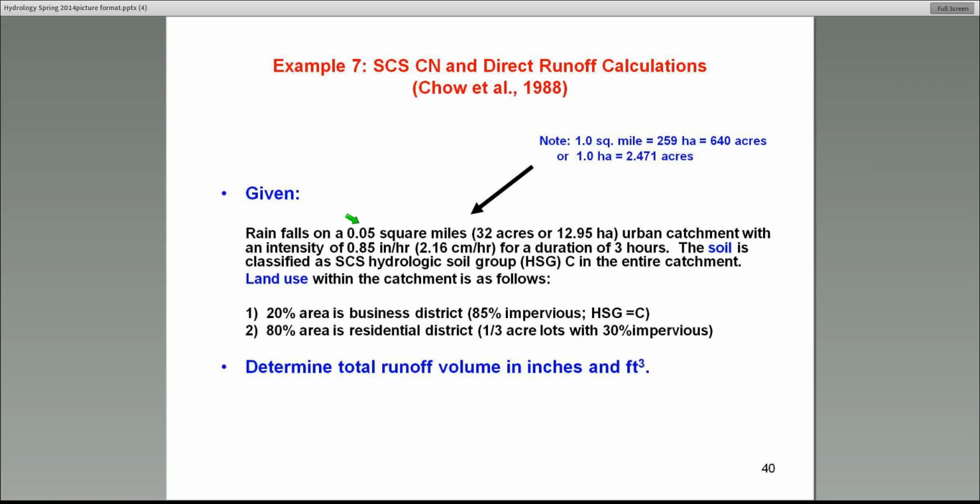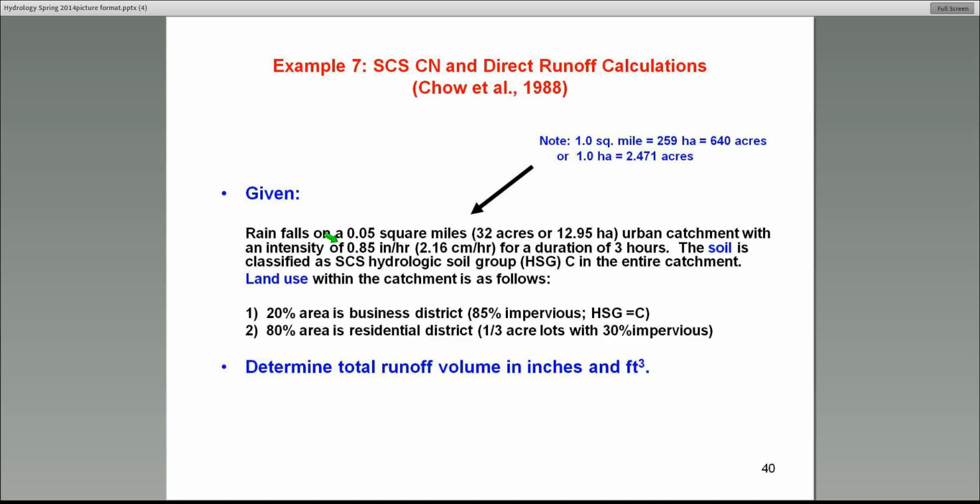Rain falls on a 5.05 square miles watershed. Immediately you must recognize that that area, particularly if you use the rational method, should be in acres. So I also gave it to you in acres. It's an urban catchment with a rainfall intensity of 0.85 inches per hour for a duration of 3 hours. The reason I give you that information is to calculate the total, cumulative rainfall. So it'll be good practice for you right now to calculate total rainfall from a design storm that's given like this.